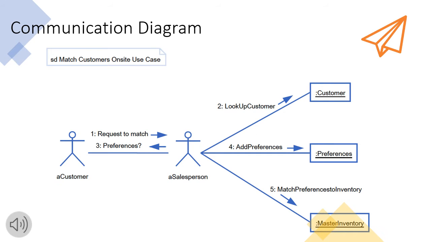Here we have a communication diagram for matching existing customers to cars. We begin with number 1, where a customer requests to be matched with vehicles, and we go on to number 2, where the salesperson looks up the customer first, and after finding the customer in the car dealership system, we move on to number 3, where the salesperson asks the customer what their preferences are in a car. From here, we go on to number 4, where the salesperson adds the preferences to the customer's profile. And finally, we move on to number 5, where the salesperson tells the system to check preferences against the master inventory.